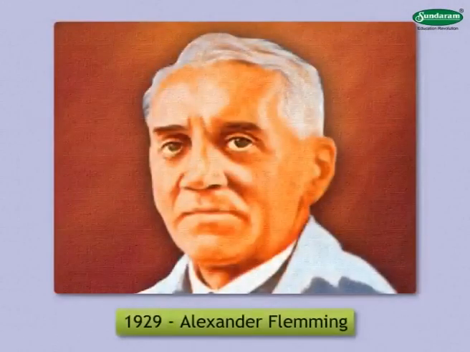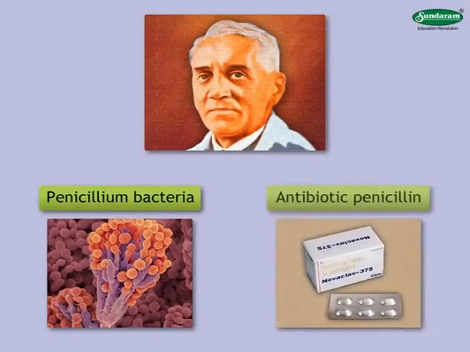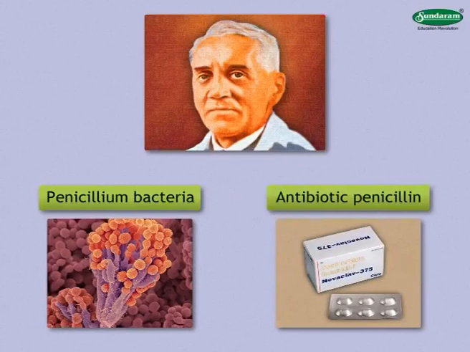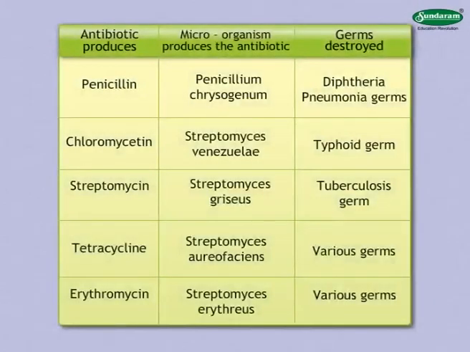In 1929, the scientist Alexander Fleming discovered that a substance produced during the growth of the Penicillium bacteria could kill certain microorganisms. The well-known antibiotic penicillin is made from the Penicillium bacteria. Only certain bacteria are able to produce certain antibiotics. An antibiotic can kill only specific microorganisms. The following table can help you understand this in a better way.